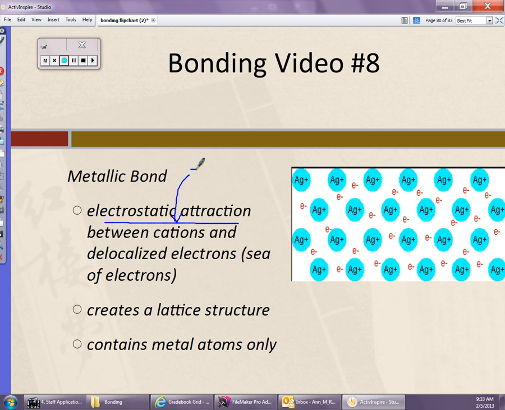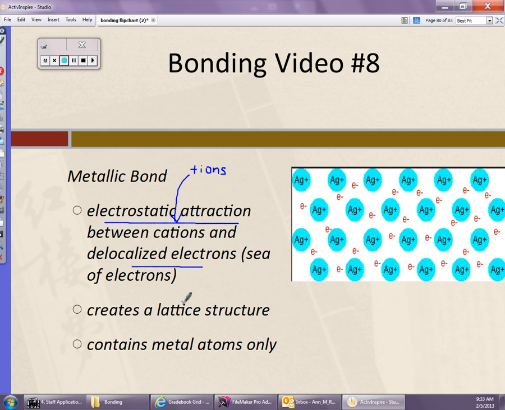Cations are positive ions. Metals make positive ions. If you look at your periodic table, the metals on the left are going to be +1, +2, or +3. Delocalized electrons means that the electrons are able to move throughout the substance and they do not belong to any one specific localized region. They can spread throughout. This is sometimes called a sea of electrons.